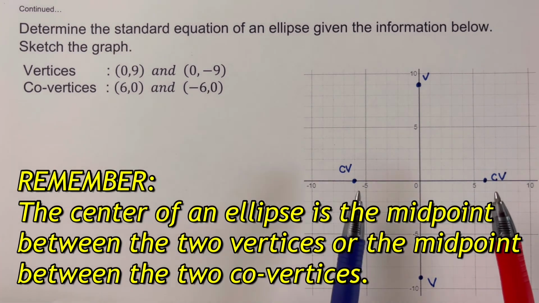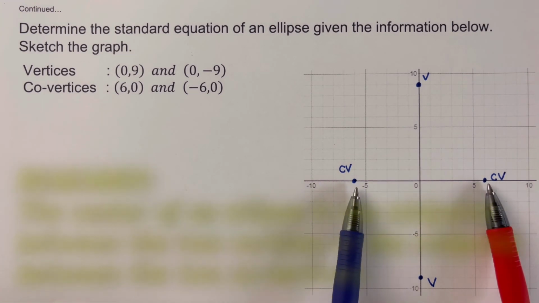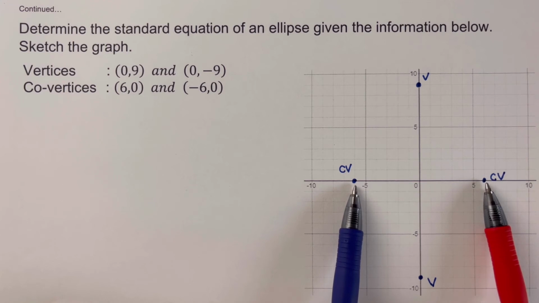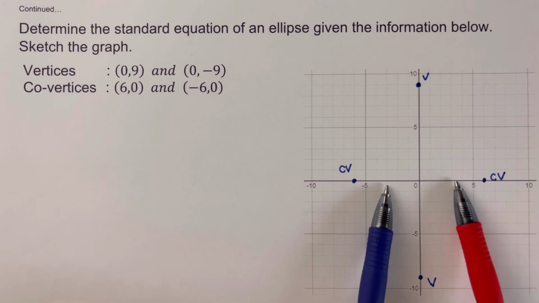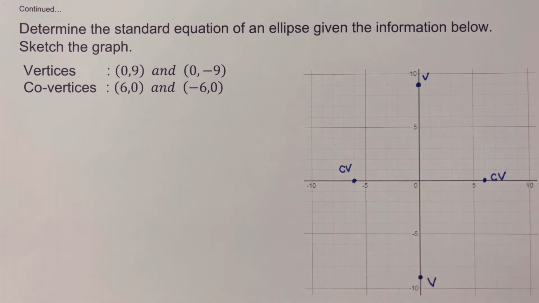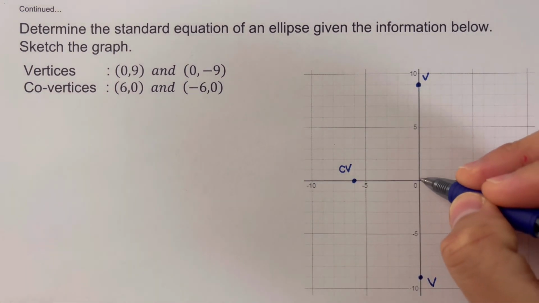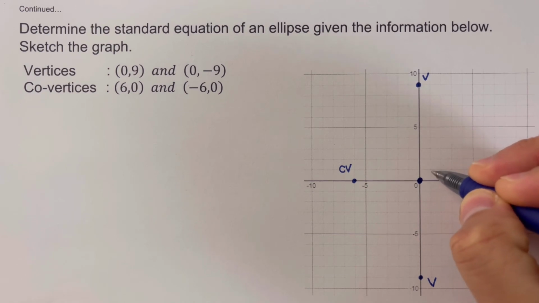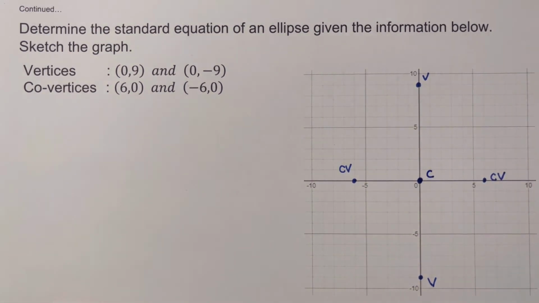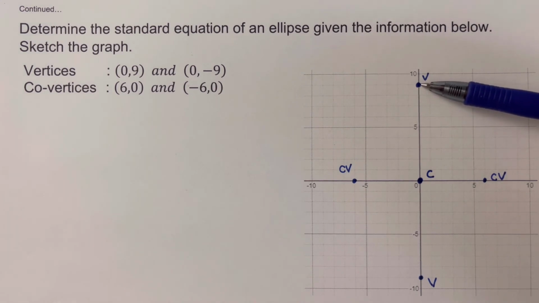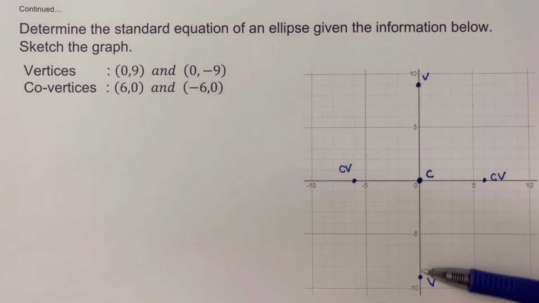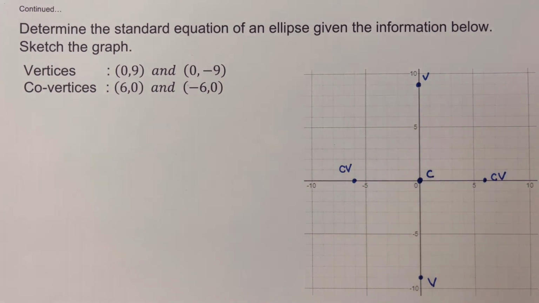Again, we can use the midpoint formula to determine the midpoint of the two co-vertices. But if we trace this, our center is located at 0, 0. So I'm going to go ahead and write this as our center right here. Now, looking at this, we can tell that our major axis is the vertical line segment. So then we can go ahead and say that this is an example of a vertical ellipse. So I'm going to go ahead and write that information up here.